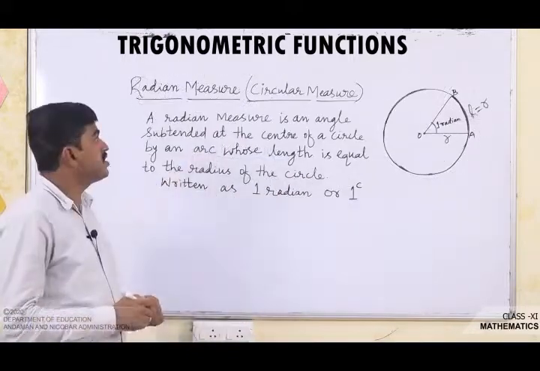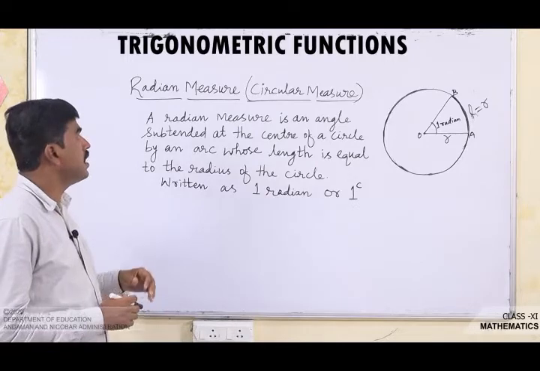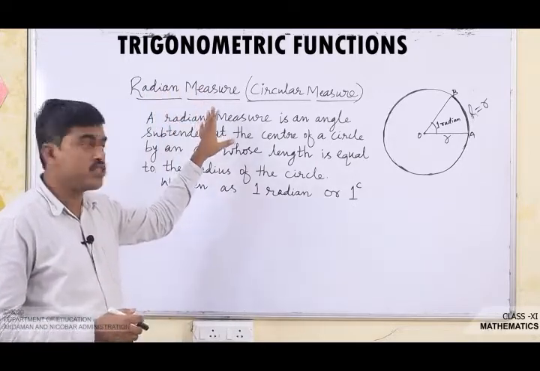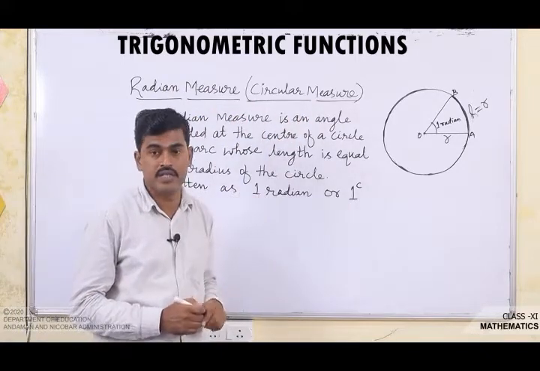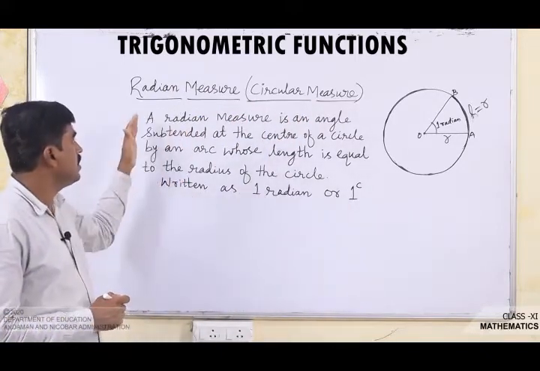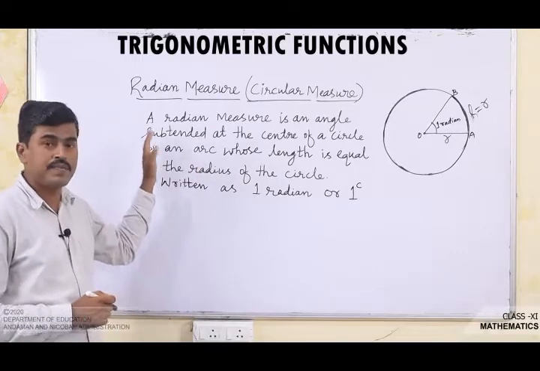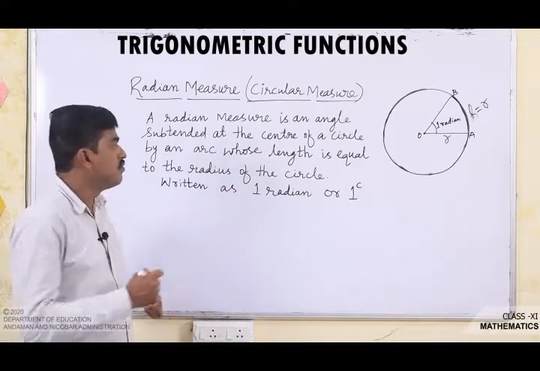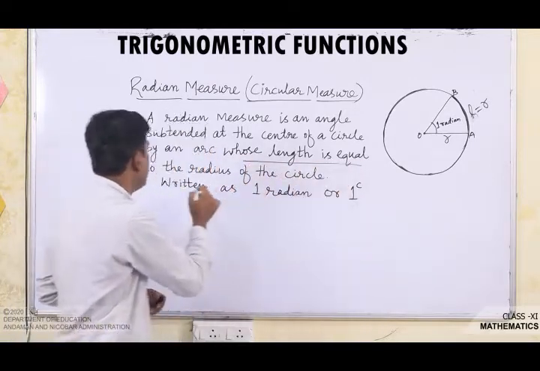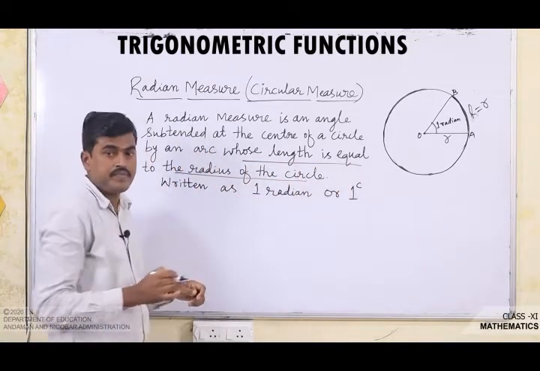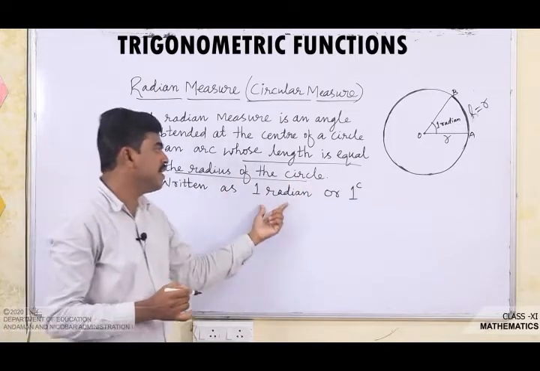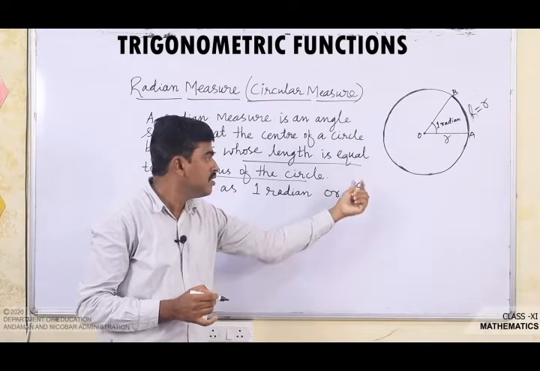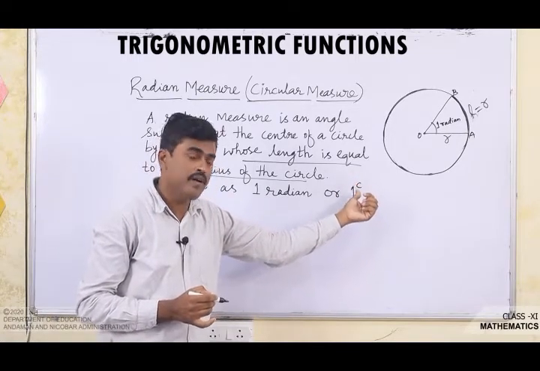Okay. Now, let us move on to the second unit of measuring angles, that is radian measure. This radian measure is also called circular measure. So, what is radian measure? A radian measure is an angle subtended at the center of a circle by an arc whose length is equal to the radius of the circle. It is written as 1 radian, or 1 with a c in the superscript, which is the symbol of radian.